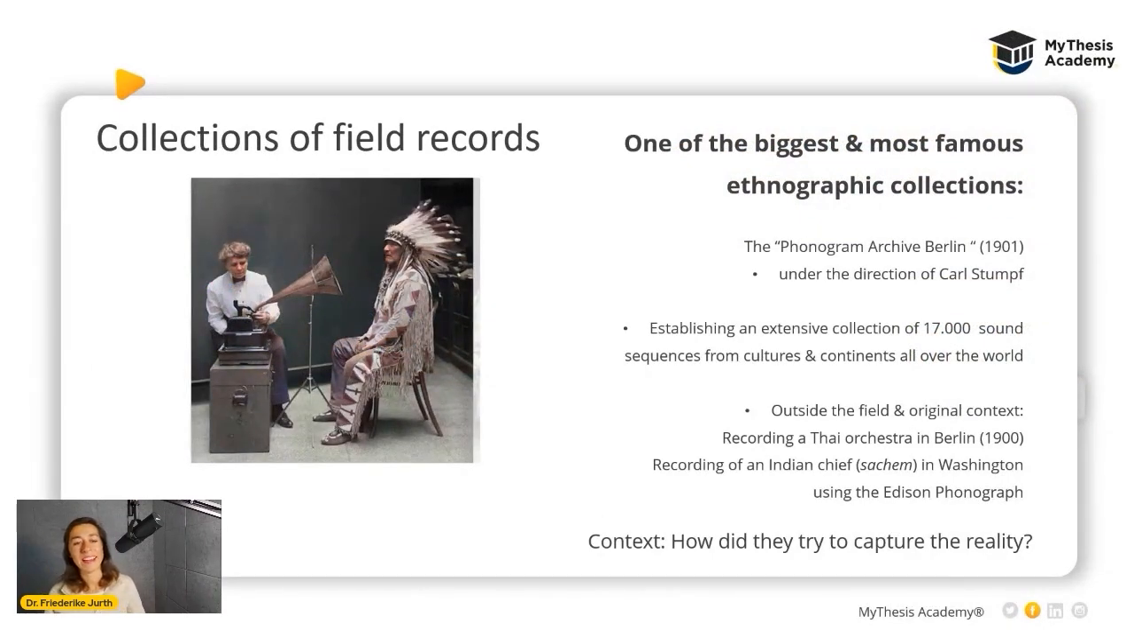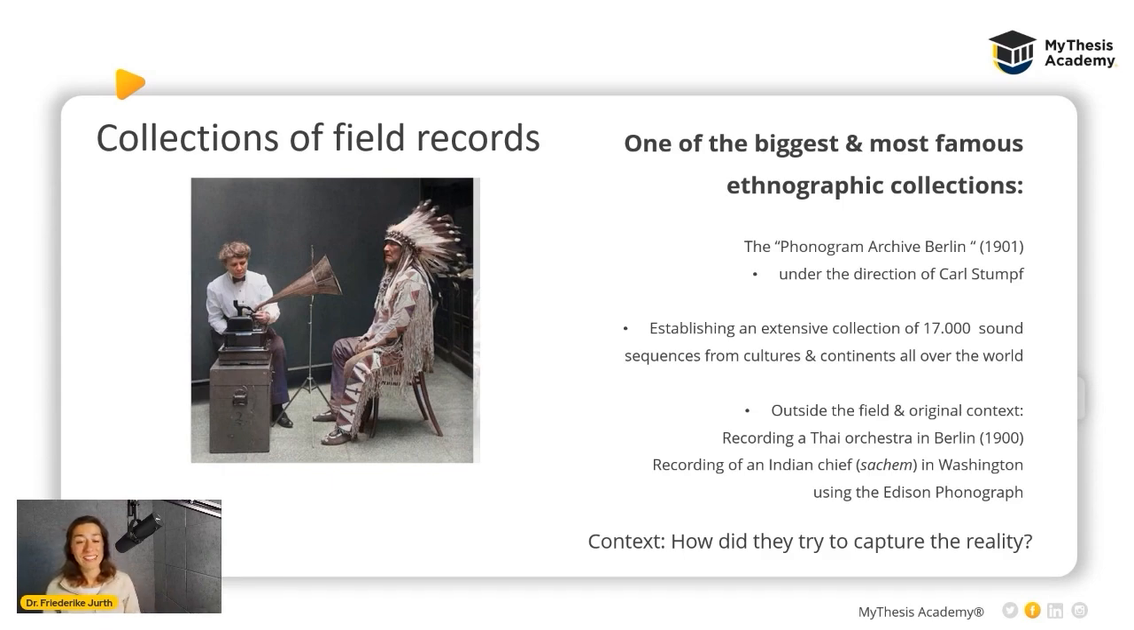Here we have an example which is very famous. I took it to give you an idea of a performance which takes place out of the original setting, and also to present one of the biggest and most famous ethnographic collections. It is the phonogram archive from Berlin, which was under the direction of Karl Stumpf. And here the researcher established an extensive collection of around 17,000 sound sequences from cultures and continents from all over the world.